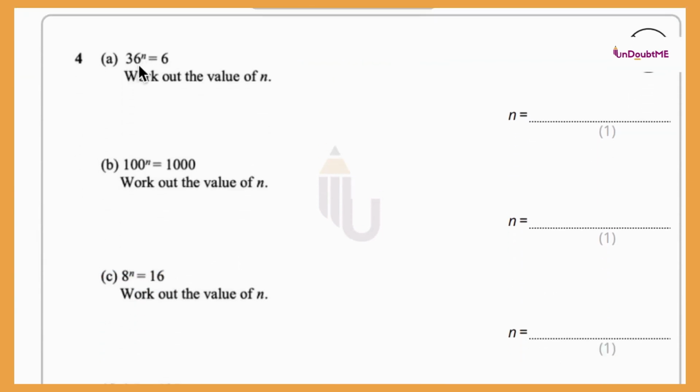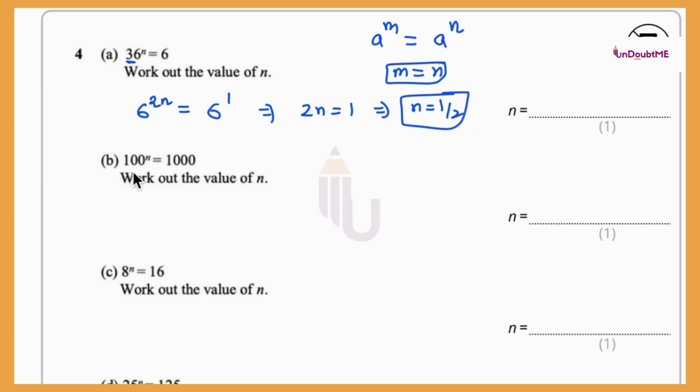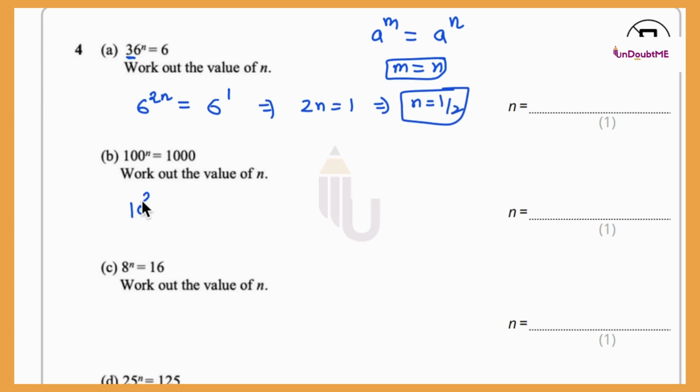For the first question, we have to make sure that if the bases become the same, then the powers can be equated. That is the main mindset behind it. 36 can be written as 6^2n, and the other side is 6 to the power 1. Bases are the same, so that will give me 2n is equal to 1 and n is equal to 1 by 2. Then 100. 100 can be written as 10^2n, and on the other side 10 to the power 3, so that will give me 2n is equal to 3 and n is equal to 3 by 2.